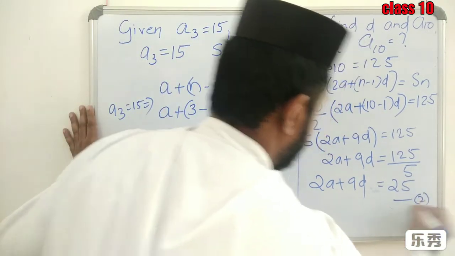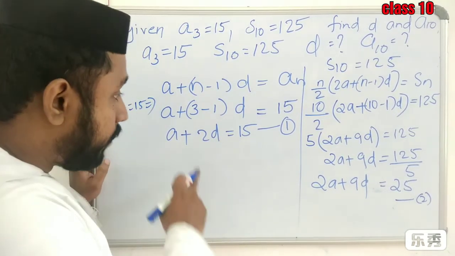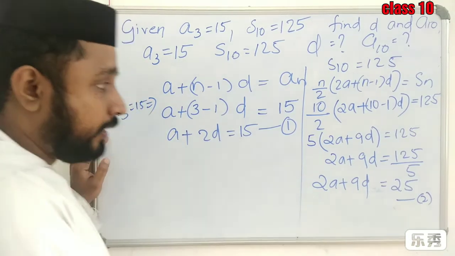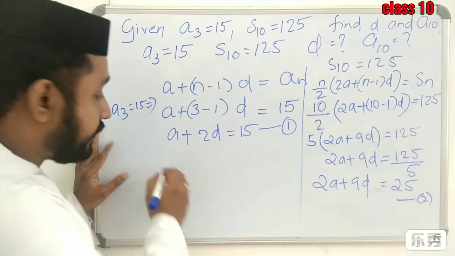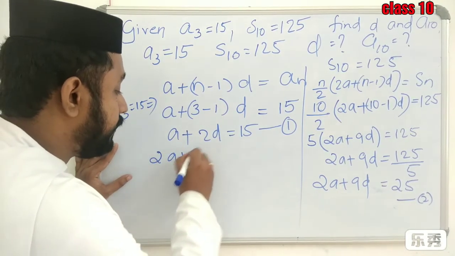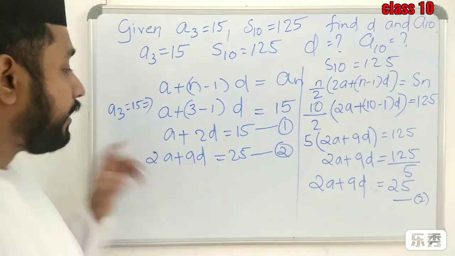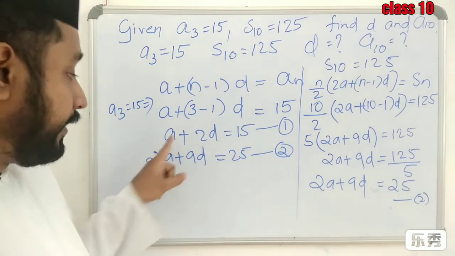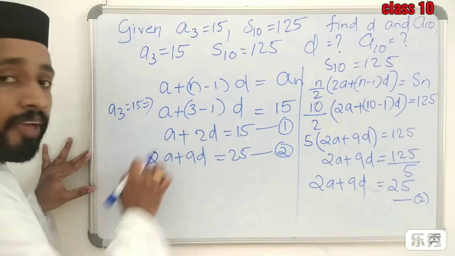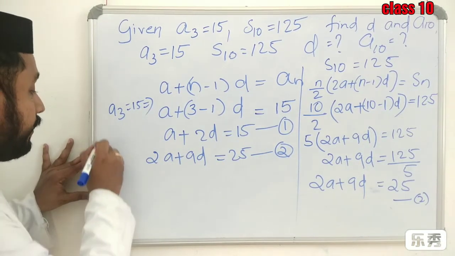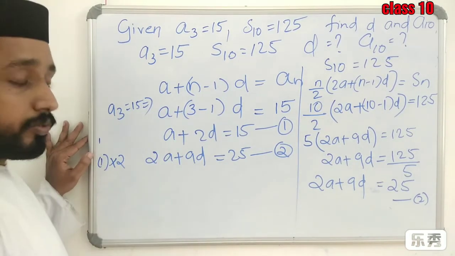Equation number 2. Here equation number 1, here equation number 2. So how will we solve equations 1 and 2? Here a plus 2d, here 2a plus 9d. So we write 2a plus 9d is equal to 25, equation number 2, and here equation number 1. Here only a, here 2a. We can multiply this equation by 2, then the coefficient of a will become the same. So multiplying equation 1 with 2.